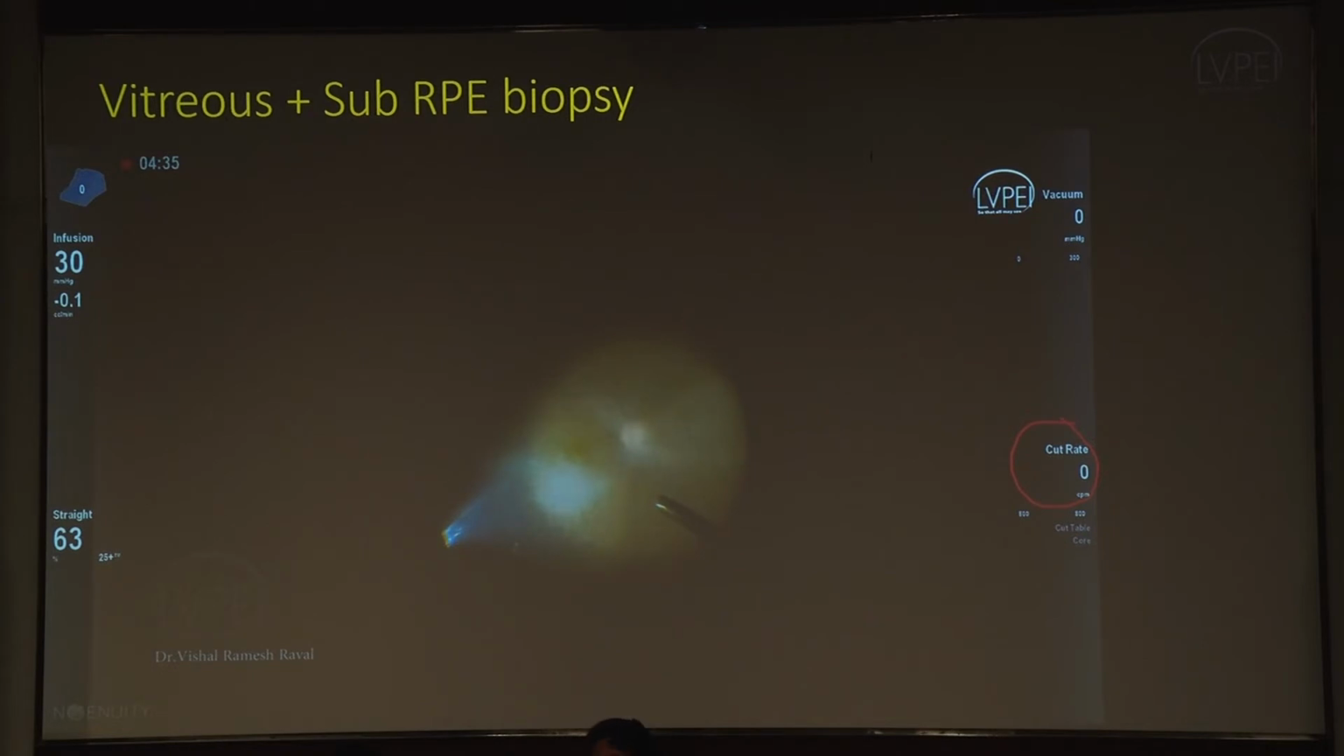However, from the initial papers from Shields as well as a few other multi-institutional studies, they have shown that it helps if you take the biopsy from the sub-RPE space, where actually the origin of the lymphoma cells is. So this is the video which shows I have done the biopsy, both diluted as well as the undiluted specimen from the vitreous cavity.